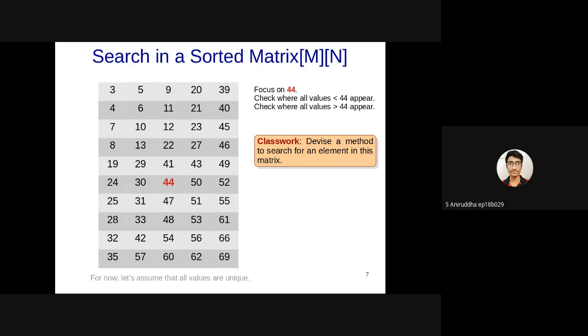Sir, the algorithm that I told, that starts from the right bottom corner with 69 and then takes one step at a time towards the number that we have to find. I think that will find it in linear time. It will be order of n plus m at the worst case.